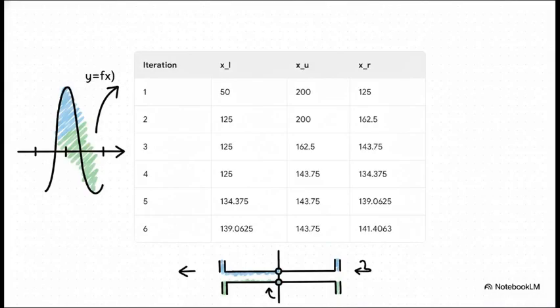This table shows you the numbers behind that shrinking box. Look at iteration 1. Our midpoint guess is 125. We run our check and find out the root is actually in the upper half. So, for iteration 2, that 125 becomes our new lower bound. The new midpoint is 162.5. See how the gap between the lower and upper bounds just keeps getting smaller and smaller?